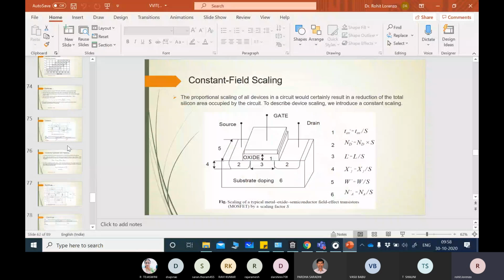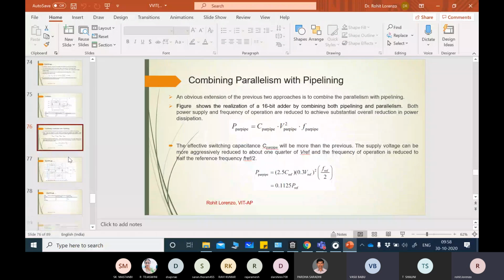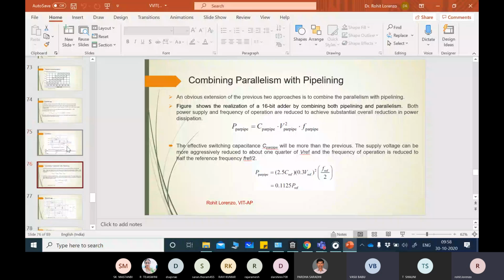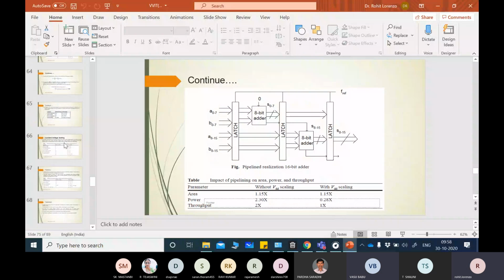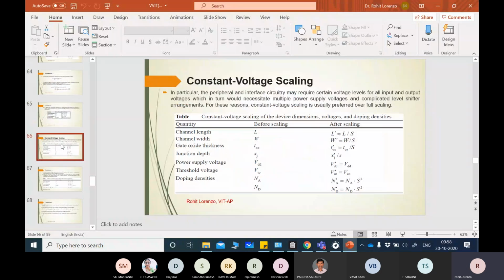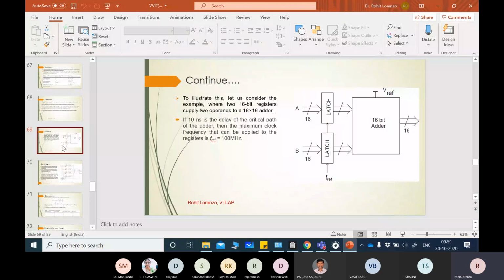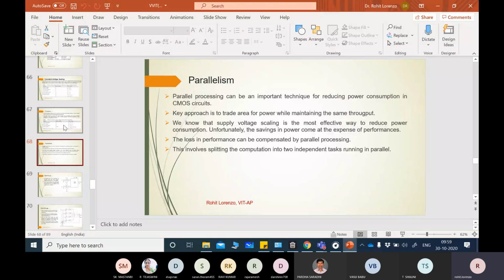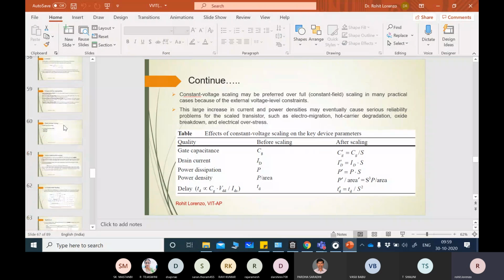My screen is visible to all? Yes, sir. Sir, put in a presentation mode, sir. It is visible. Yes, yes. I am just going to that slide.